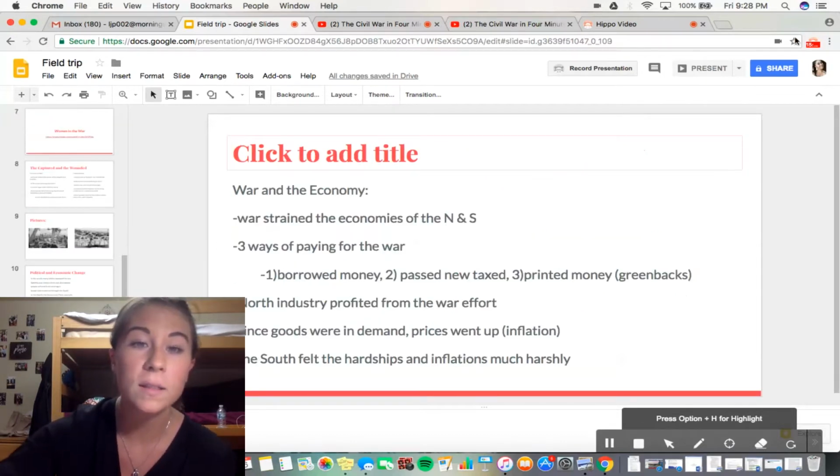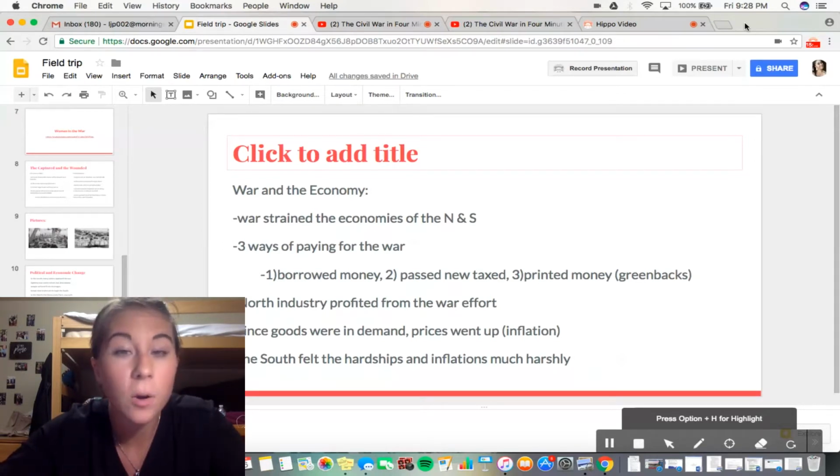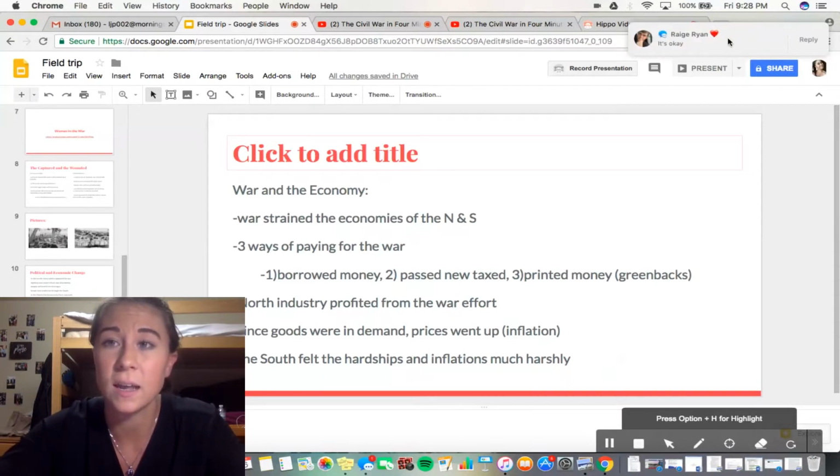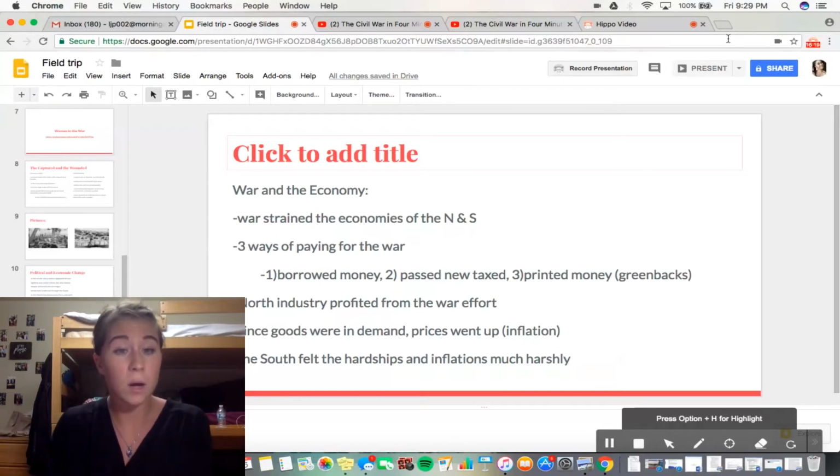Okay, so war in the economy. The war strained the economies in the North and the South. And three ways of paying for the war were, one, they could borrow money, and two, they passed taxes. And this was difficult for people to understand because they didn't have money to pay the taxes in the first place, so they didn't understand how that would work if they could pay the government taxes with money they didn't even have. And three, the government also began to print money, and this money was called greenbacks.